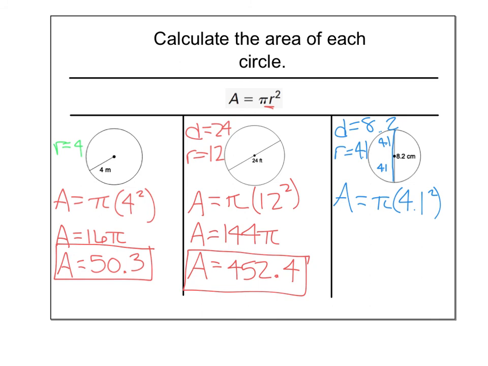So I'm going to square 4.1 to get 16.81. And I'm going to multiply that by pi. So that'll give me 52.8.